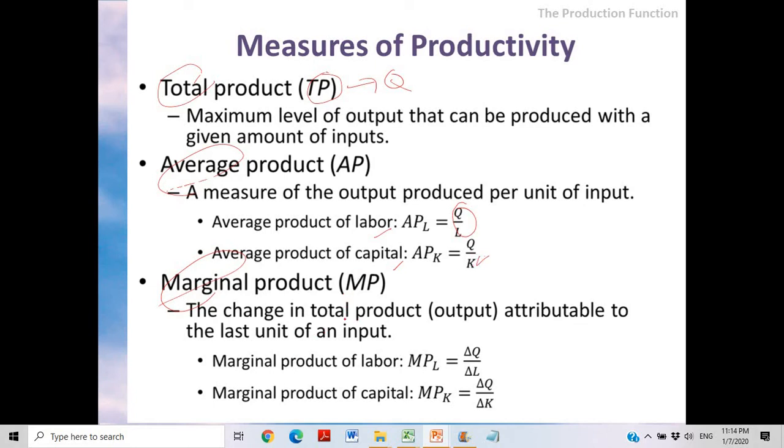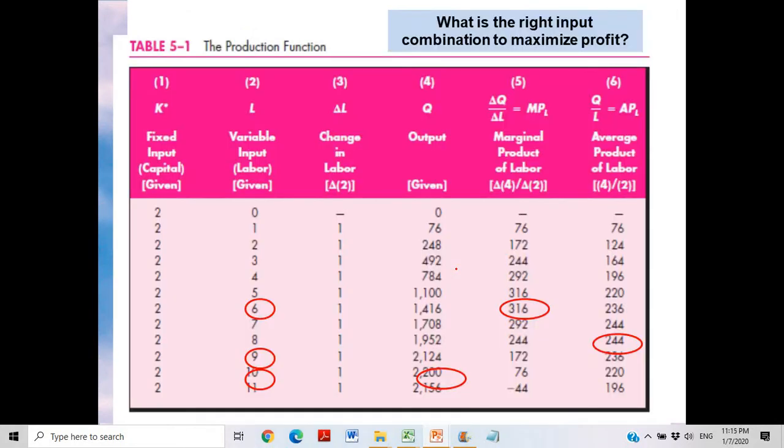For marginal, we have learned about marginal. Marginal is the change. The formula can also be divided into marginal product of labor and marginal product of capital. Marginal product of labor is change in Q over change in L, right? And marginal product of capital is change in Q over change in K. So here again, Q is the total product, and L and K are labor and capital. Okay, let us look at this table to understand further.